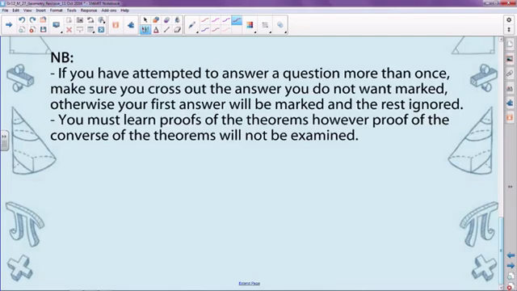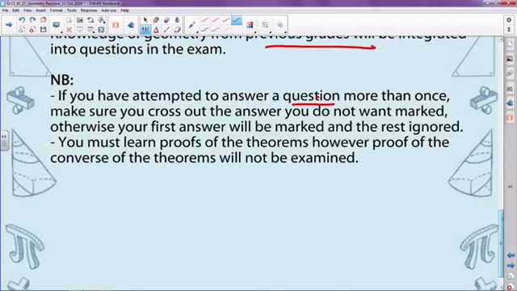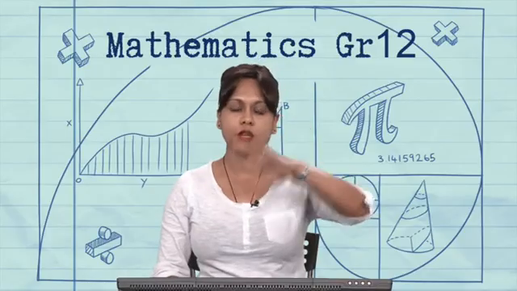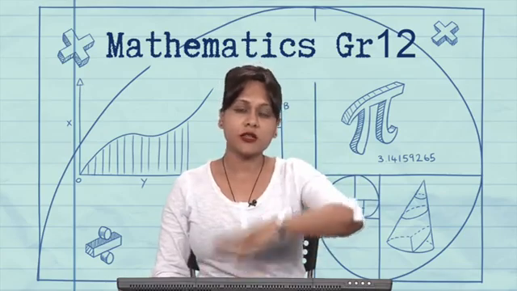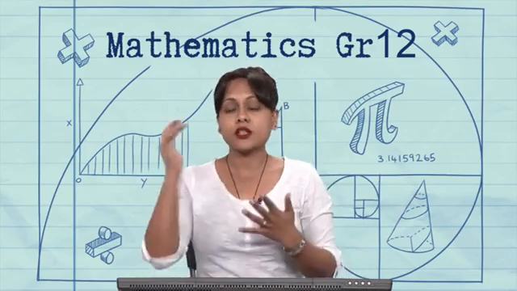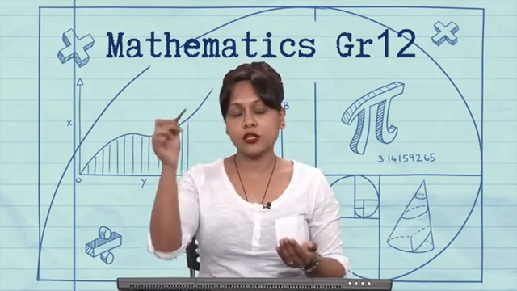Okay. Now, importantly, if you have attempted to answer a question more than once, and you know this does happen sometimes, guys, you realize you've made a mistake and that one didn't make sense, you need to make sure that you cross out the answer that you do not want marked. If you don't do that, this is very important. If you just leave all these options for the examiner to choose from for 10.1, you've got maybe 3 different versions, they're only going to mark the first one, and maybe your last one was the one that you really wanted marked. So anything you don't want marked, you need to put a line through it.